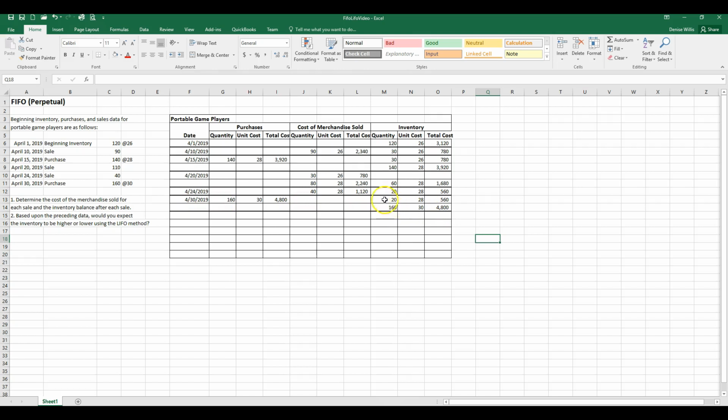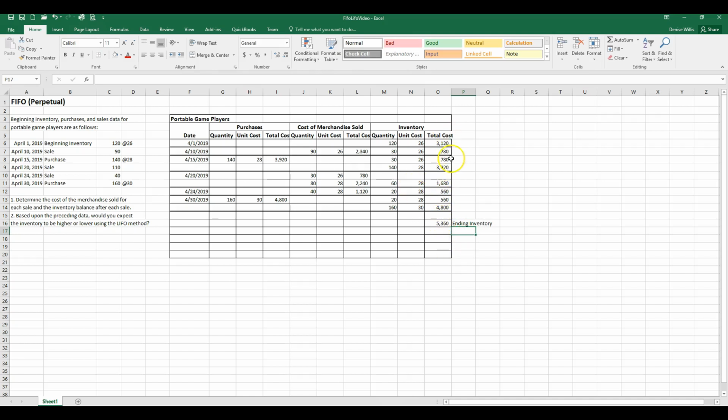We have 180 units still in stock. 20 of them cost 28. 160 of them cost 30. Altogether, the value of our ending inventory is the sum of these two numbers. Okay, so one of the things it wants to know is, what is the ending inventory? Well, to get our ending inventory at this point, you're going to just add these two numbers together. Our ending inventory is 5360. I just label that.